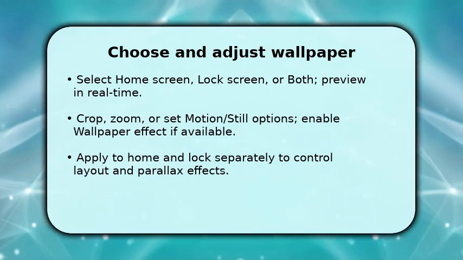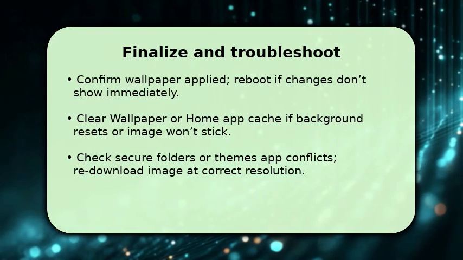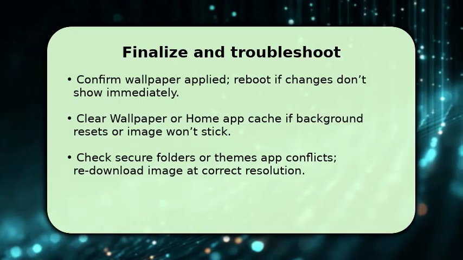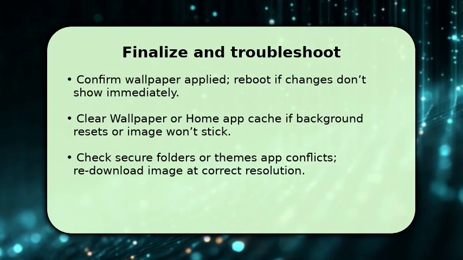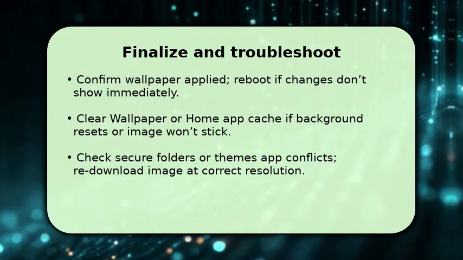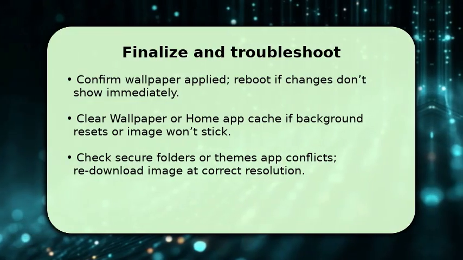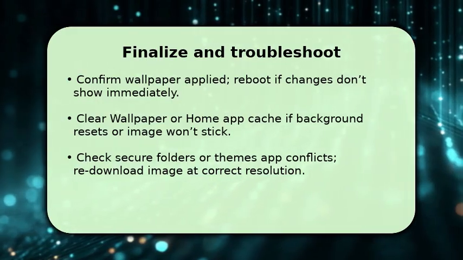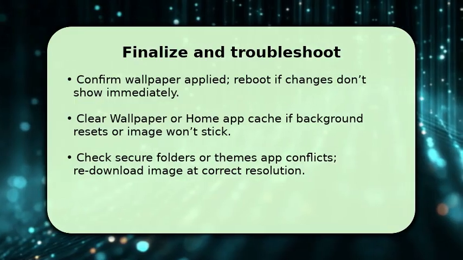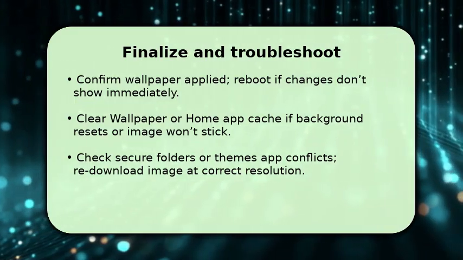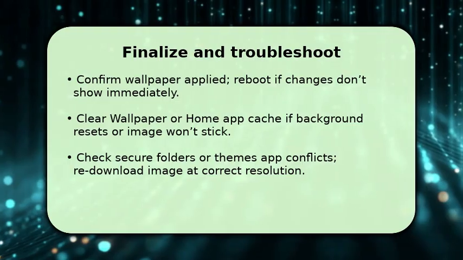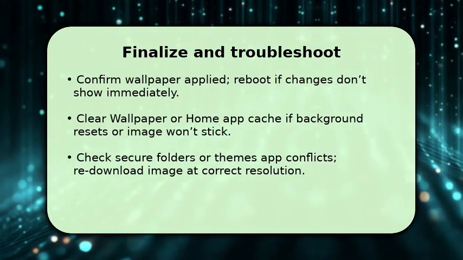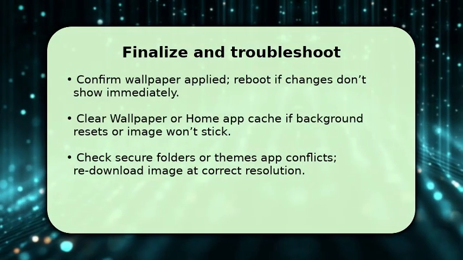If it doesn't, reboot the phone first. That often resolves temporary UI glitches. If the image still won't stick, go to Settings, Apps, find Wallpaper or your Home app, and clear cache, not data, then reapply. Also check for Theme app or secure folder overrides that lock backgrounds. If problems persist, resave the image at the recommended resolution and try again. That usually fixes scaling or corruption issues.